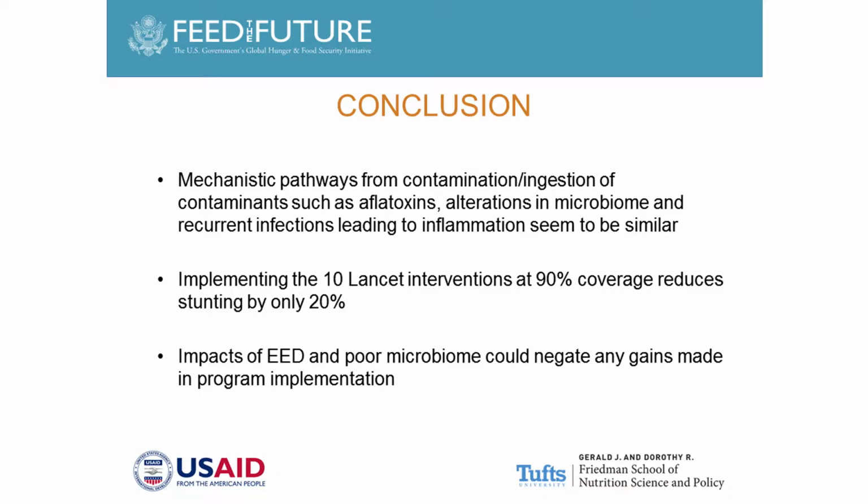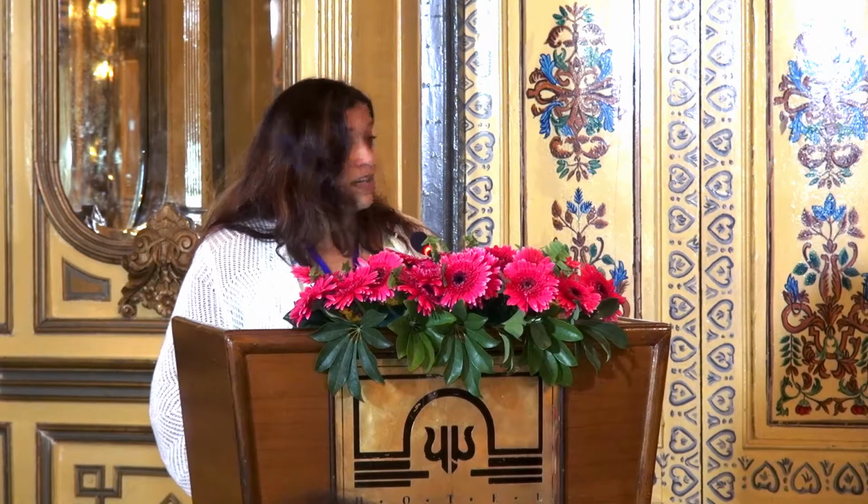So in conclusion, I just want to sort of mention the fact that we really need to consider, when we're thinking about implementing Lancet interventions, that yes, it's great if we can have 90% coverage and try to reduce the burden of stunting, but if you look at the Lancet articles very carefully, it reduces the burden of stunting only by 20%. So we are nowhere near achieving the targets that we have set ourselves by these 10 interventions.